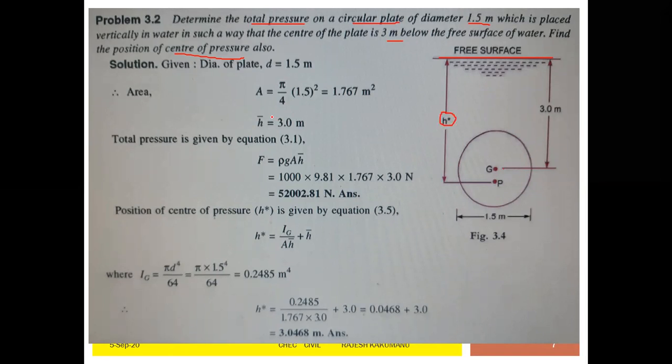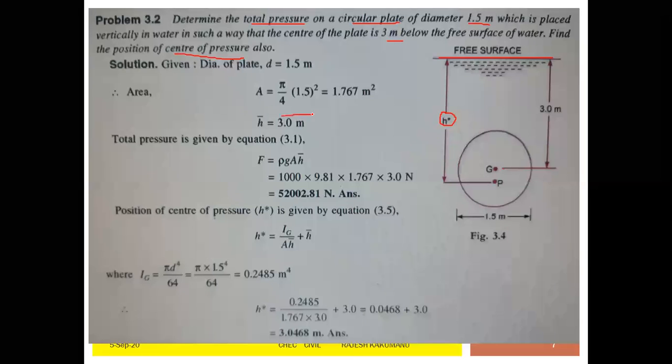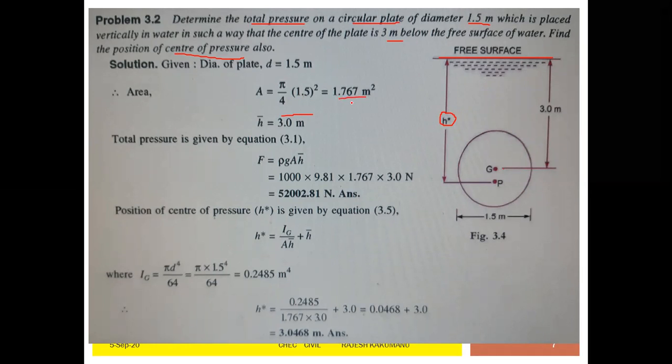Now apply the same formula. Here the object is circular, so the area changes. Earlier we said the area is rectangular, so area is equal to B into D, length. But here the area is equal to pi D square by 4. So pi into 1.5 square by 4 is equal to 1.767. Then H, H bar is given as 3 meters. Now applying the formula, F is equal to 1000 into 9.81 into 1.767 into 3 Newton. So you are getting the force.